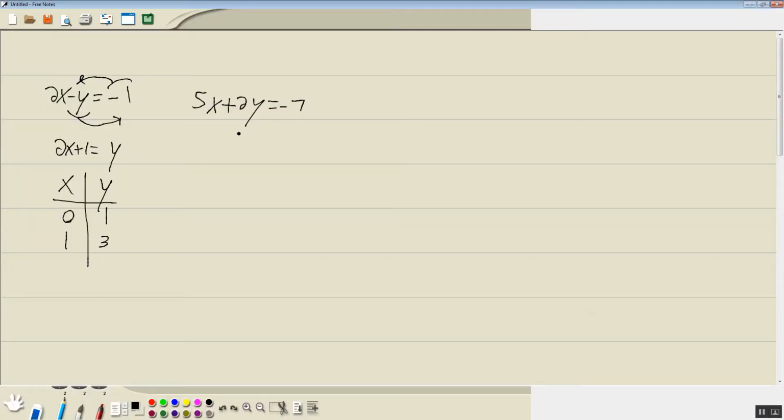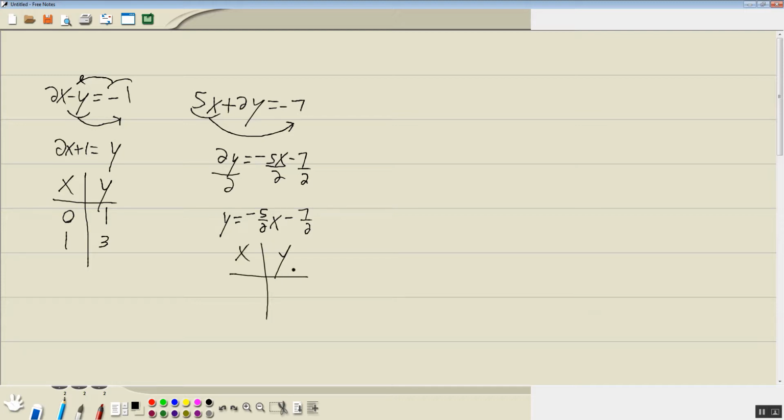Okay, now our other one. If I solve for y again, I take 5x over. I get 2y is equal to -5x minus 7. Again, you move anything across your equals, your sign changes. Divide both sides by the number in front of your y. So we'll divide everything by 2. And we get y is equal to -5/2 x minus 7/2.